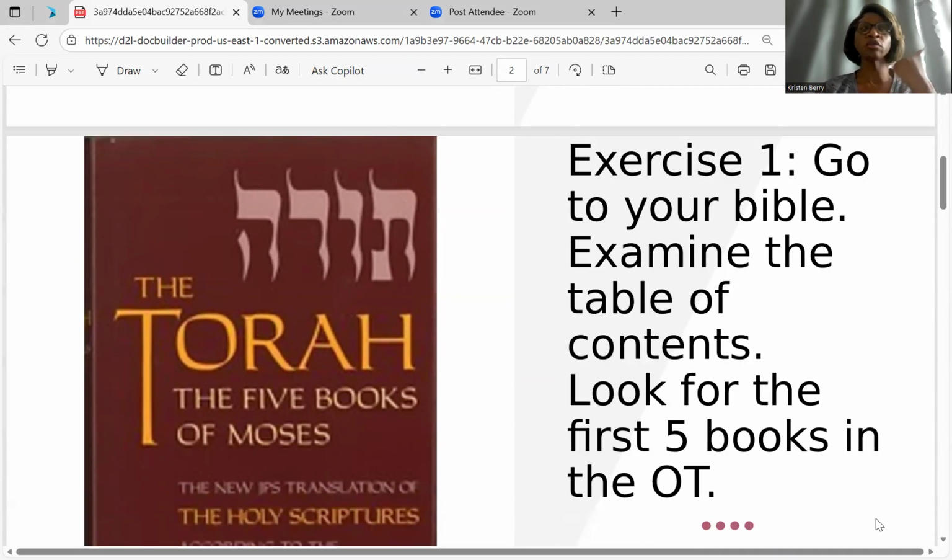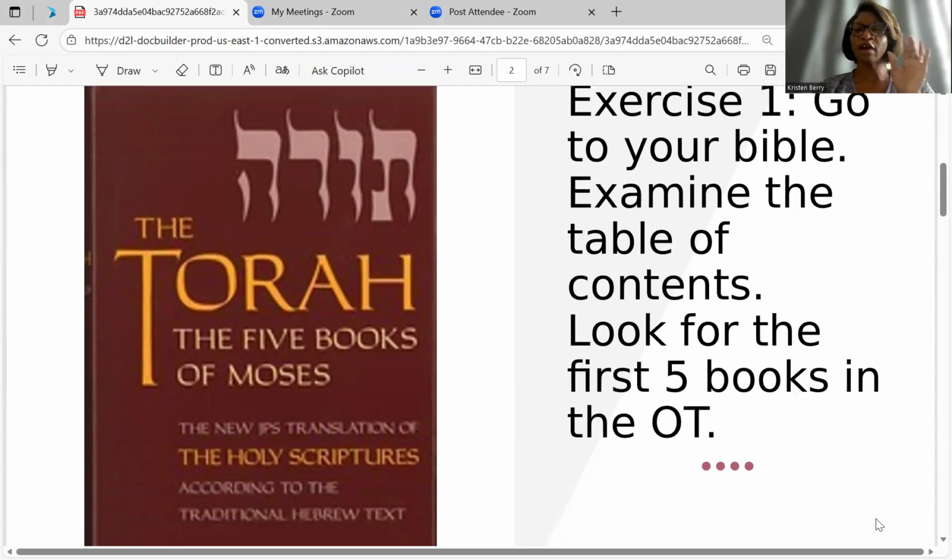The first 5 books. Last week we talked about Genesis, some of the key players there, and the beginning of the Jewish faith. We talked about creation and things like that in the book of Genesis. So if you would, take a look at a paper Bible, or even on your phone, and examine the first 5 books.